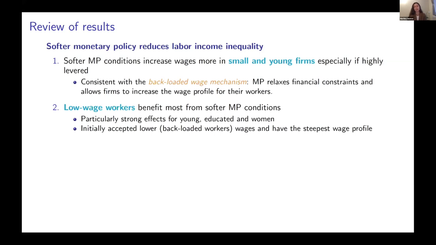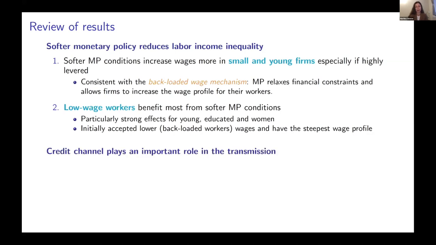The second thing we do in the paper is that we look at the characteristics of these workers. And what we find is that the workers that benefit most from the softening of the monetary policy conditions are low-wage workers. We go deeper into the characteristics of these workers and we find that these effects are particularly strong for workers who are young, educated, and female. Now, these are the workers that were originally backloaded by the financially constrained firms. And now as the monetary policy softened, they receive the steepest wage profile.